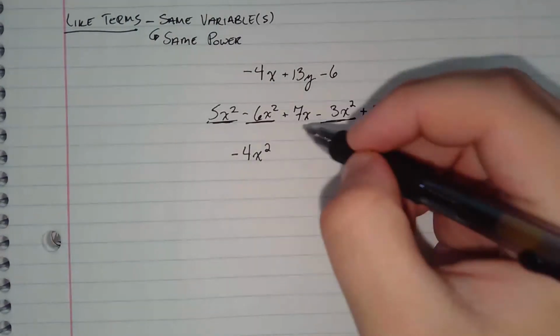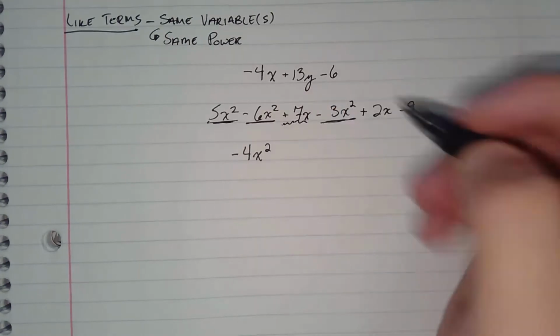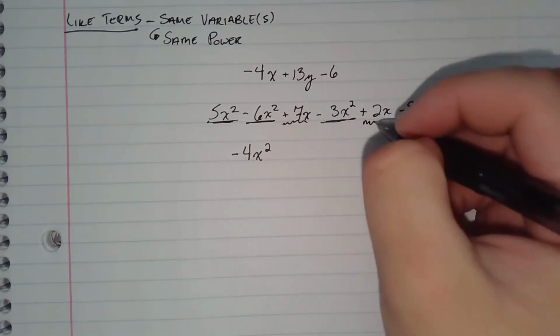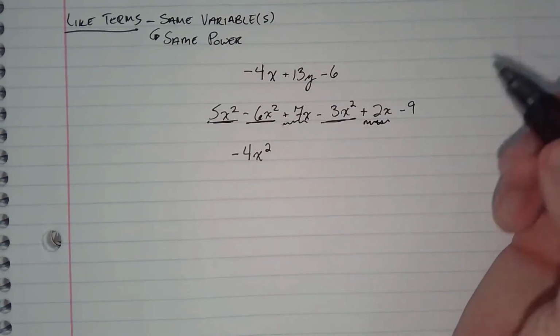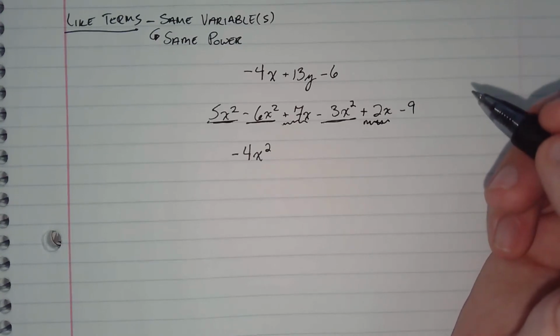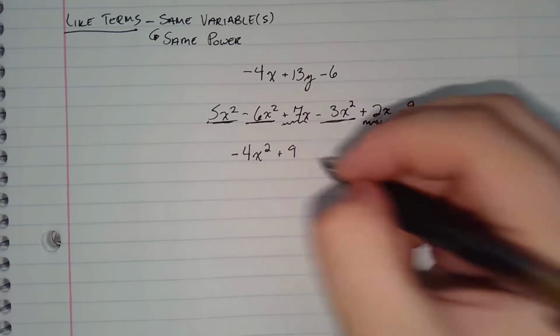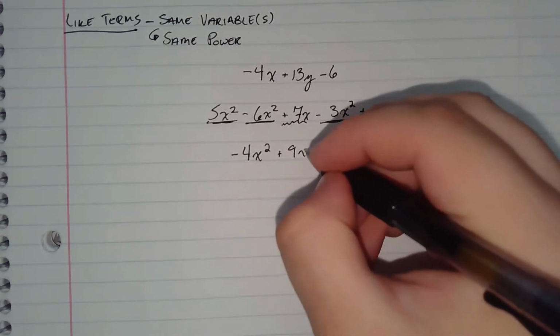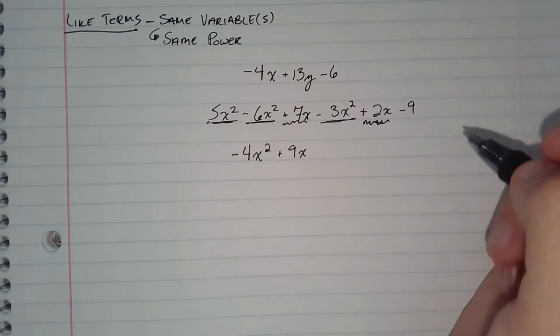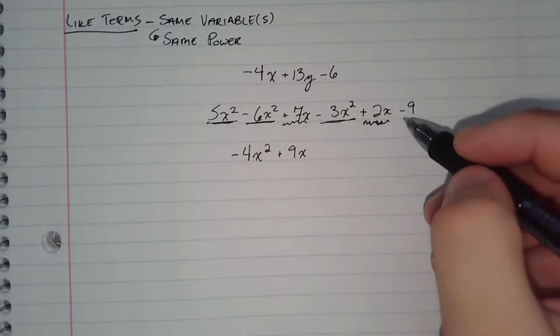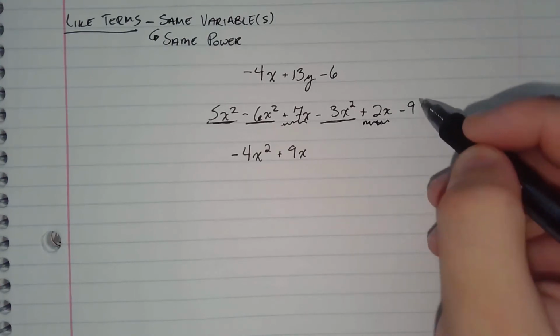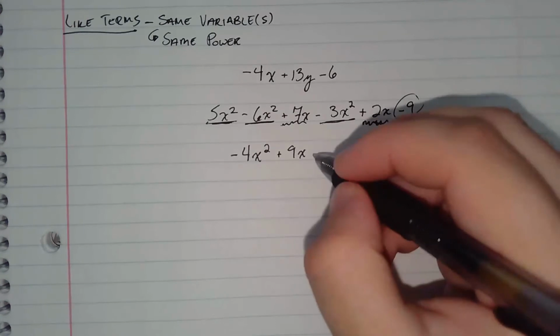Next thing that we haven't underlined yet is 7x. And we also have a 2x. We don't have anything else with just an x to the first power attached. So we have 7x plus 2x. 7 plus 2 is 9. So that'll be our coefficient, and keep our x. And then the last thing we have is a constant, so we have negative 9 right here, and we can just bring it down.